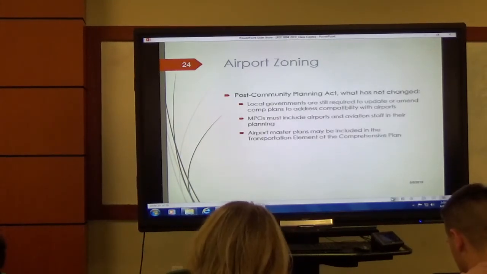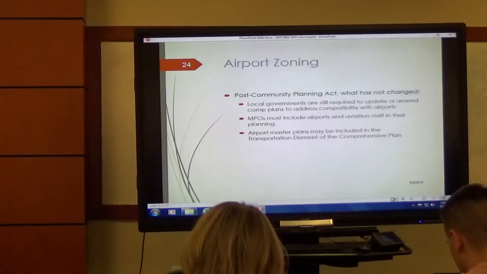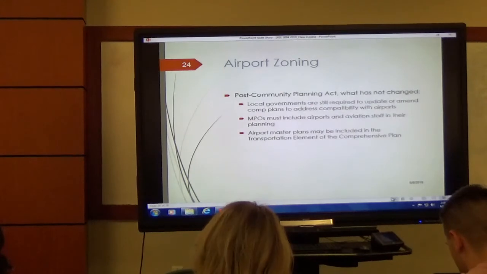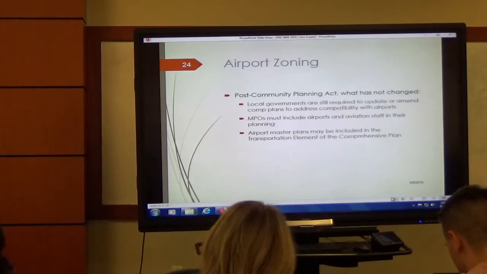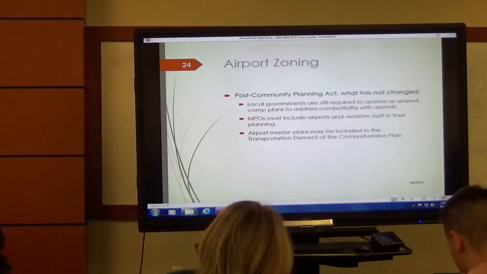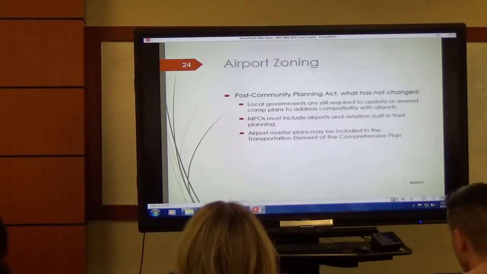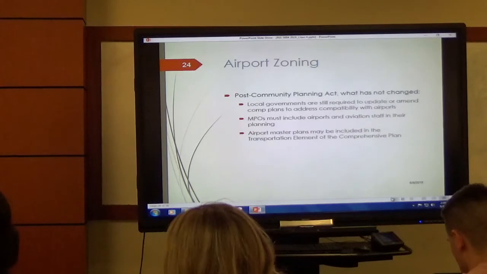So this Post-Community Planning Act: a few years ago, Chapter 163 on comprehensive planning was pretty dramatically changed, I think in 2014, and the change was called the Community Planning Act. Some things about airport planning did not really change, and it's still in the statute. Local governments are still required to update or amend their comprehensive plans to address compatibility with airports. The MPO, remember what an MPO is? Metropolitan Planning Organization. Yes, what does the MPO do?